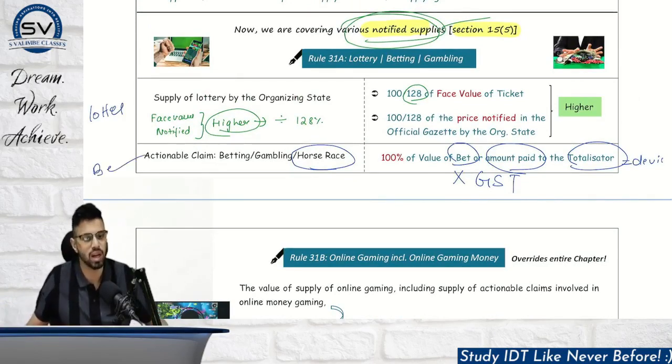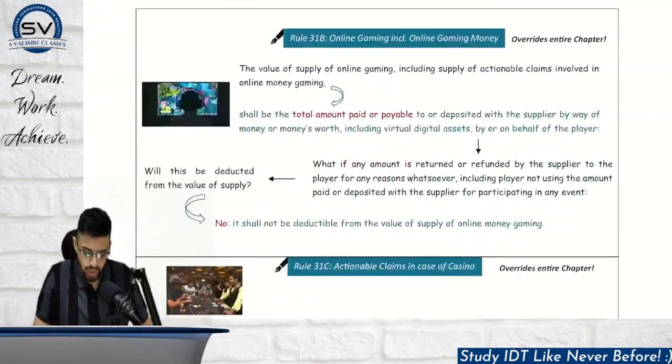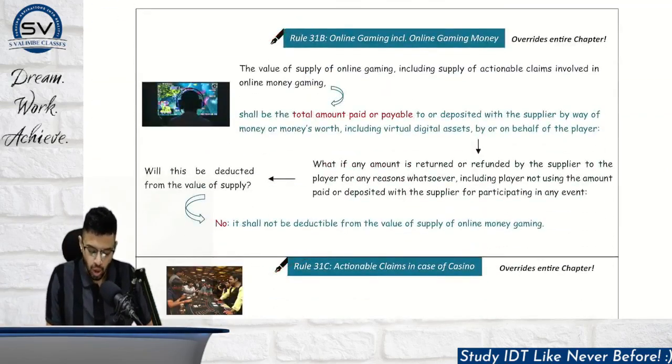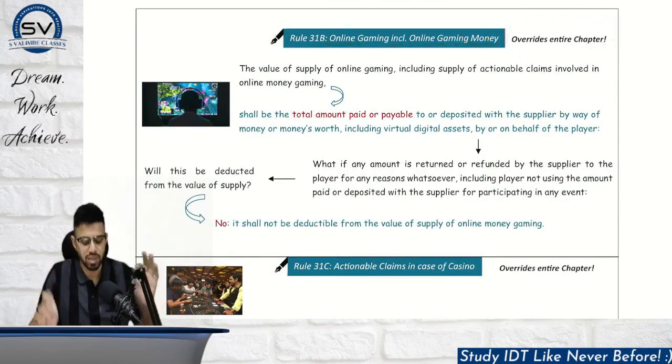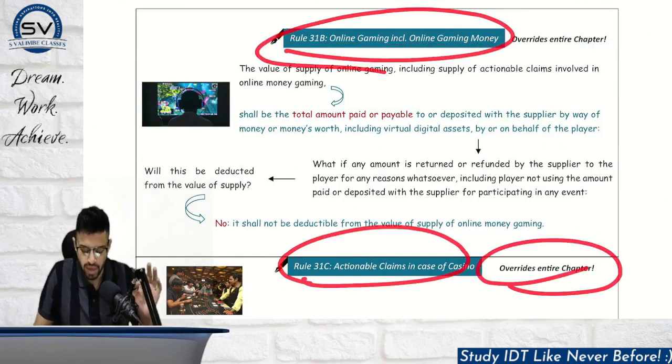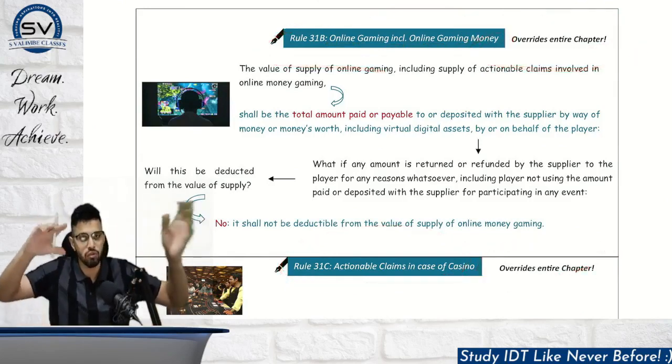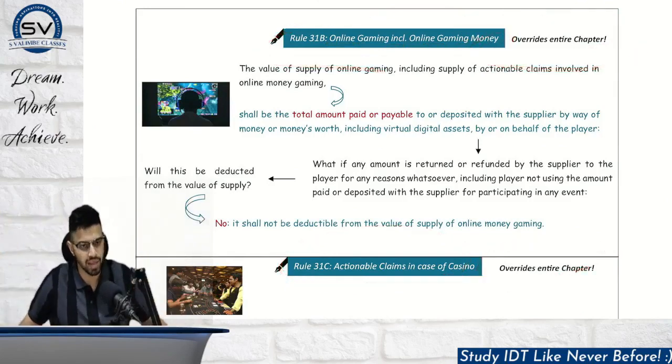So that is rule number 31A. 31B, this was an amendment. 31C also was an amendment. Pay attention. Online gaming, including online gaming money. This, please understand first, 31B and 31C override the entire chapter. So whatever section 15, anything else we said, we are overriding that. 31B and 31C act on similar lines.